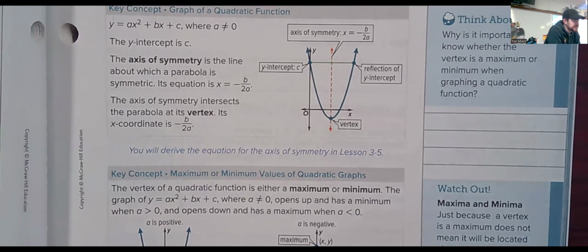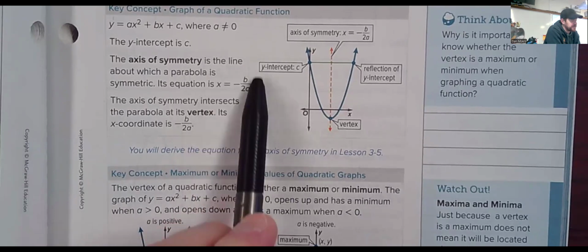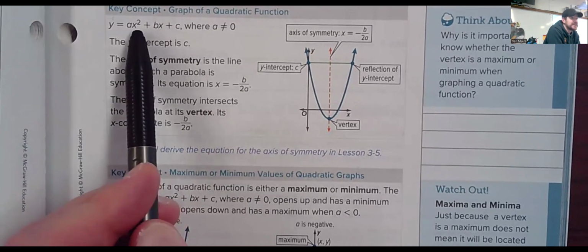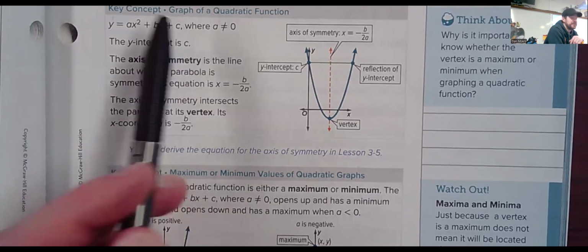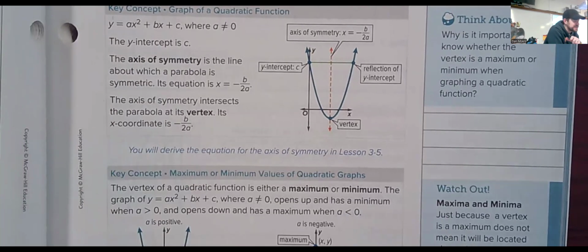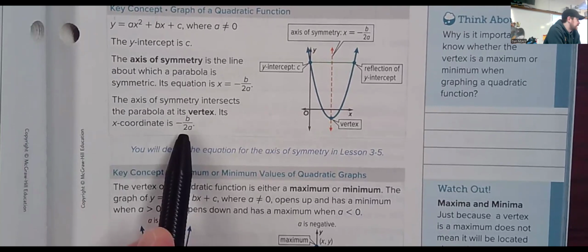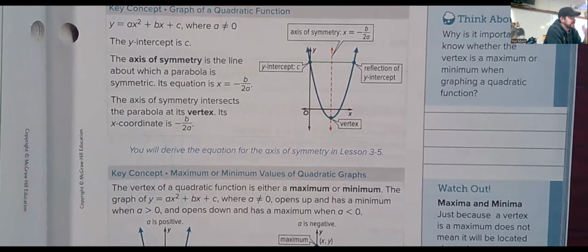Now, if you want the vertex, you would take whatever you get for here. That's your x value for the vertex. And then you just plug it back in here for x into the function to get the y value of the vertex. And that'll tell you exactly where it is. The axis of symmetry intersects the parabola at its vertex. So the x-coordinate of the vertex is the opposite of b over 2a. So it tells you where the middle of the graph is.